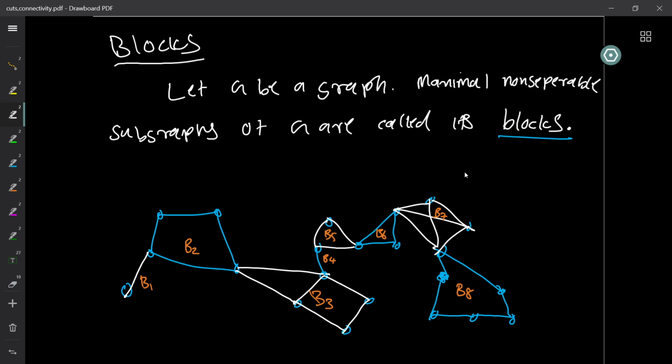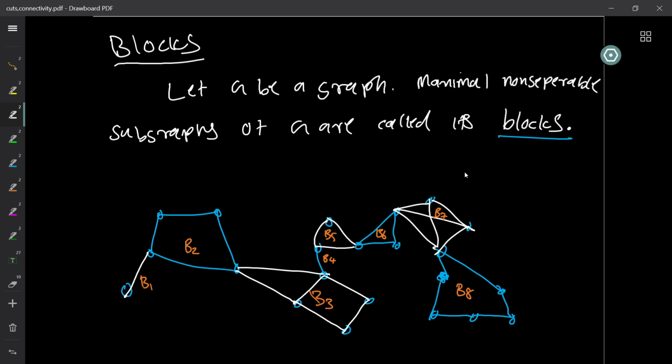So now we define blocks. So what are blocks? Blocks are basically maximal non-separable subgraphs of a graph. So we have a graph G. We defined a graph to be non-separable if there are no cut vertices. So look at the maximal subgraphs without cut vertices. They are called the blocks of the graph.